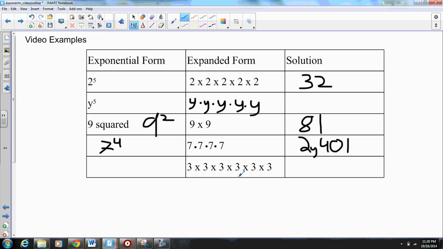And last but not least, we have 3 times 3 times 3 times 3 times 3 times 3, which is the base number of 3 multiplied 6 times, which should be written as 3 to the 6th power. And when we evaluate 3 to the 6th power, we get 729.